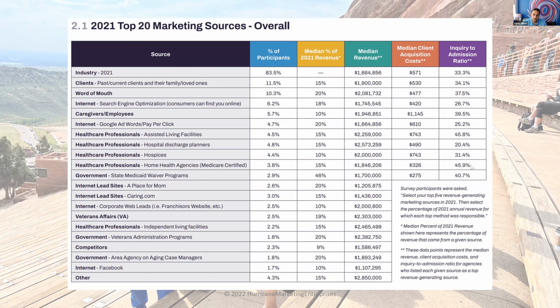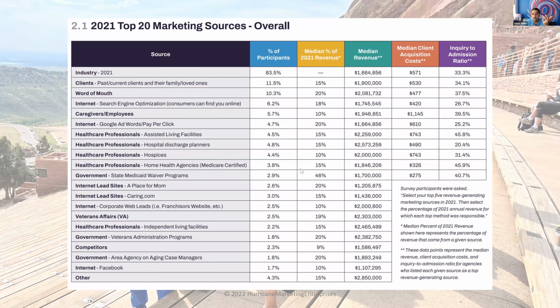That means that if you get three referrals, you're signing on definitely one, but probably two of those three referrals, right? Even here, hospice, for every three referrals, you're signing up one. There is nothing else that's going to give you that kind of return on your investment. And it is fantastic when you look at it from that perspective. So now we know where to go for business.